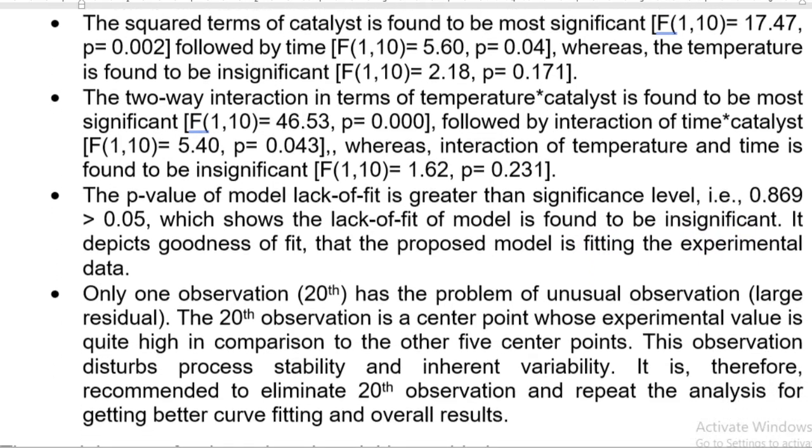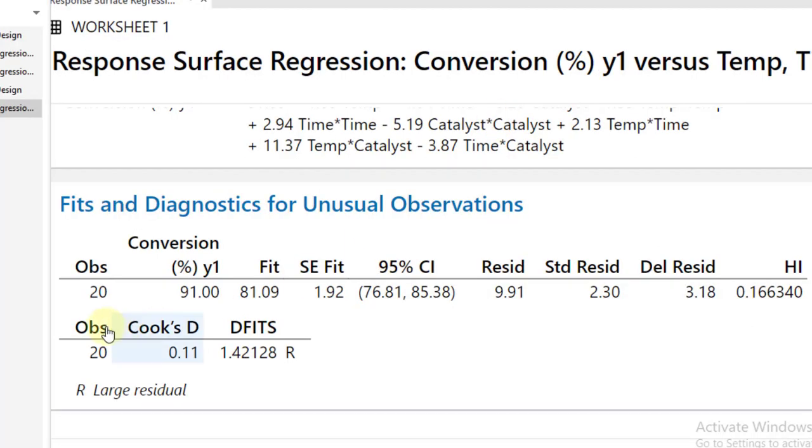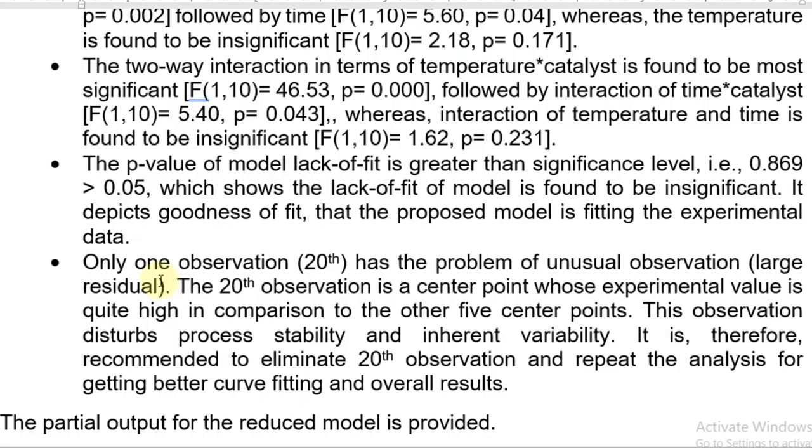Further, there is only one unusual observation. You can see it here, the 20th observation, under the fits and diagnostics for unusual observations. This is basically an outlier, and we will have to take a decision regarding this. So what's the decision? Only the 20th observation has the problem of unusual observation, large residual.